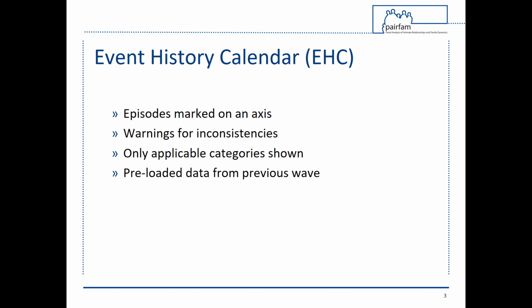Episodes are marked on an axis per mouse click, an easy way to collect monthly information. Warnings appear for significant inconsistencies, which can then be corrected. Only applicable categories are shown, for example partners previously mentioned by the anchor respondent. Furthermore, data from previous waves is preloaded into the calendar, an approach called dependent interviewing. Respondents can then retrospectively fill in information for the months between the last and the current interview, together with the interviewer. But what exactly does the EHC look like?